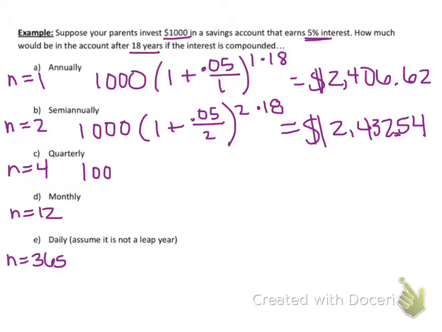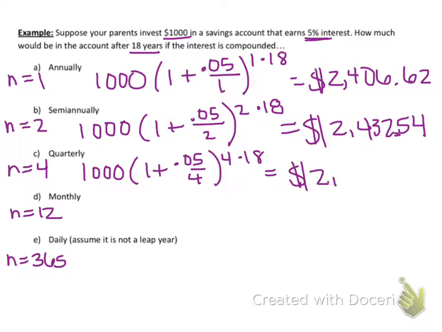Quarterly, I have 1,000, 1 plus again, change the 2 to 4 now. Make sure you change it in both spots. When you type that in, you'll get $2,445.92. I'm going to pause the video. Go ahead and try D and E, setting them up, that is, and then hit resume once you have them set up.